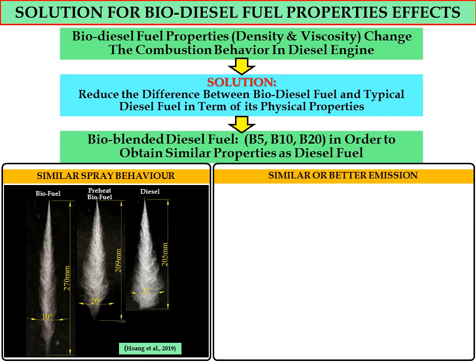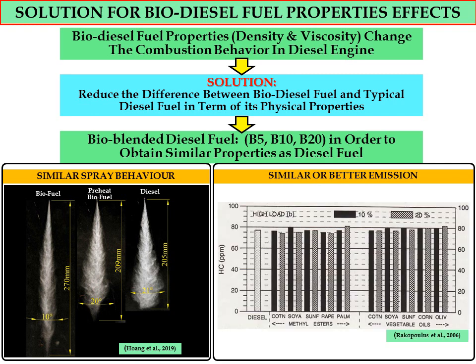And also we need to have similar emission after the combustion process in the diesel engine. So the investigation conducted by Rakopoulos et al. 2006, this investigation conducted an experiment to measure hydrocarbon emission for diesel fuel and also different types of biodiesel fuel. So we have the comparison in terms of hydrocarbon emission for diesel, cotton-based methyl ester, soya-based, sunflower-based, rapeseed biodiesel, palm oil-based biodiesel, and so on.